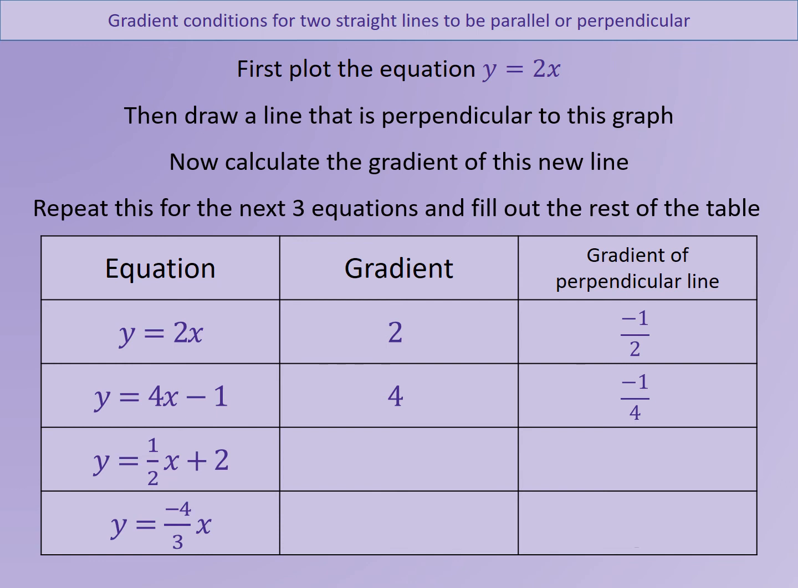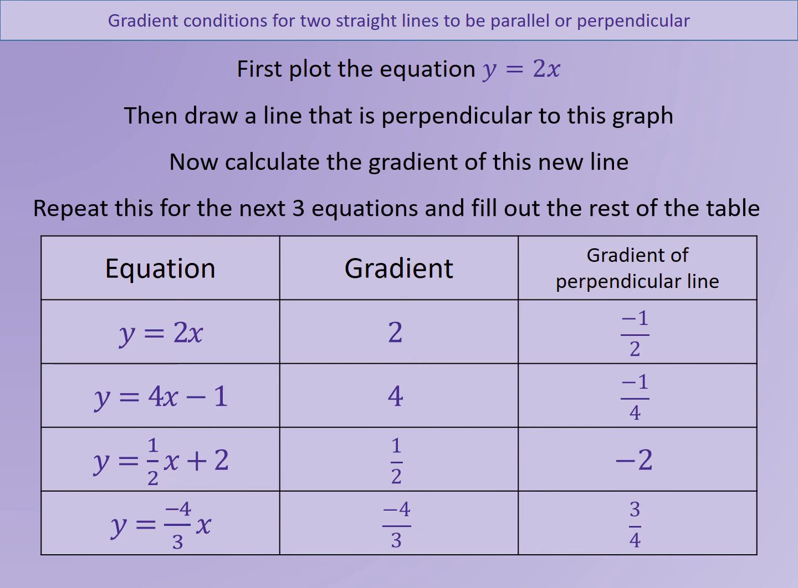If I have a gradient of 1/2, which I have for my third line, we would find that a perpendicular line has a gradient of -2. And finally, if my original line has a gradient of -4/3, it turns out that a perpendicular line has a gradient of 3/4.